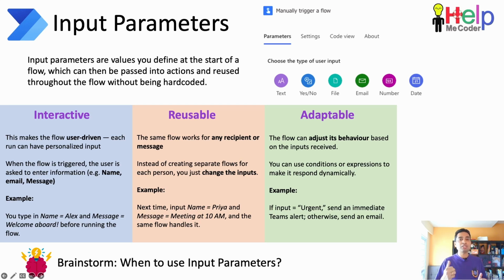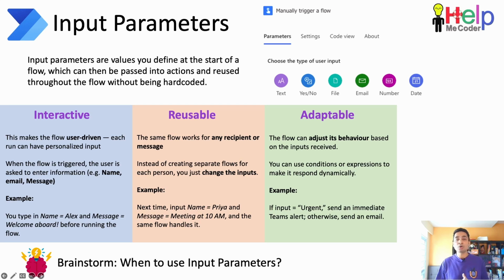This also makes your flow adaptable because you can adjust the behavior of the flow based on the input parameters that you are receiving. So if you receive an input parameter as urgent, then instead of sending it via email, you can ask your flow to send a Teams alert.